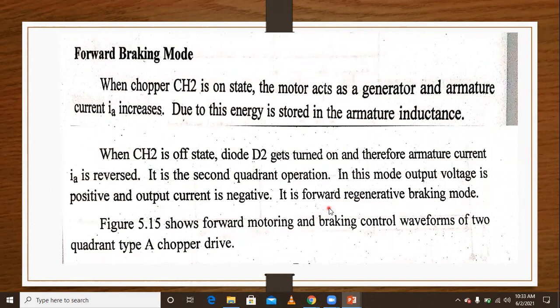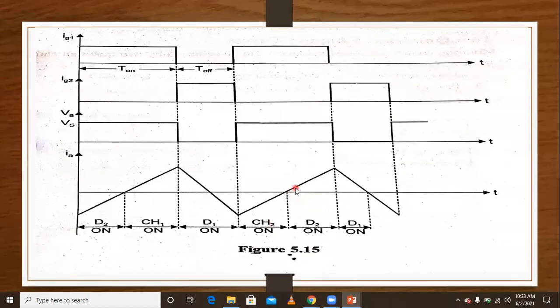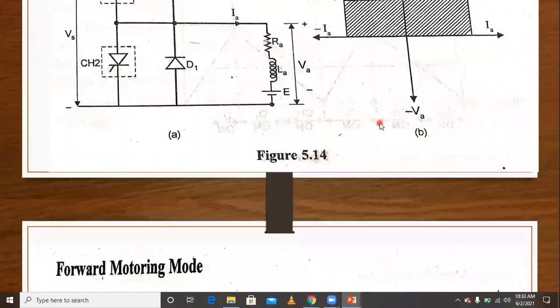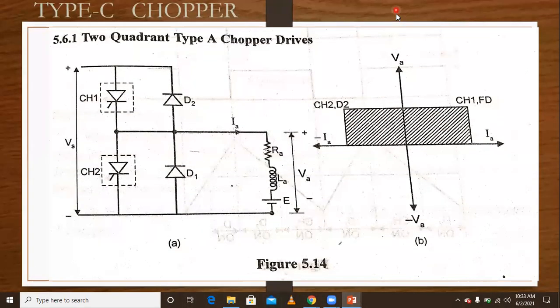Understood? So these are the waveforms of the forward motoring mode and forward braking mode. This is about the two quadrant type A chopper, which operates in the forward motoring mode and forward braking mode. Is that clear?